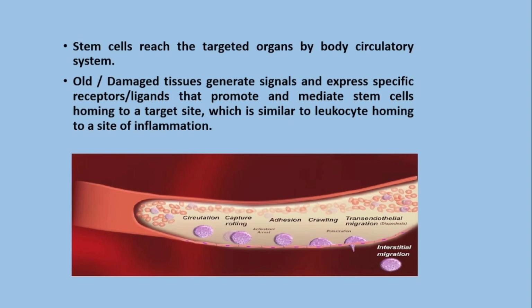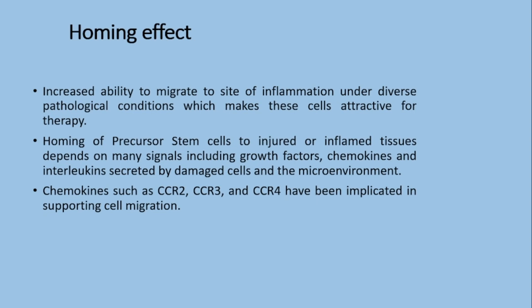So you can see the different stages of this mechanism: once in the systemic circulation, the stem cells, due to chemoattractors, will first adhere to the vascular wall, then there will be a transendothelial migration, then interstitial migration, and further they will home into the site of the inflammation or the site of the damage.